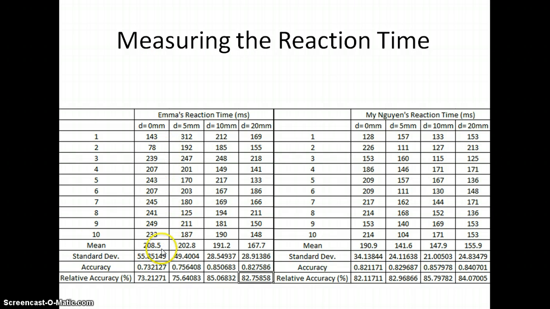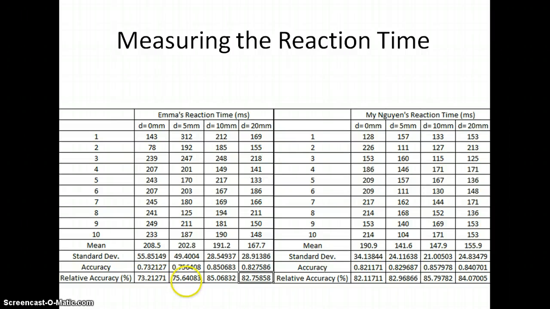and her average reaction time is 208.5 milliseconds. The standard deviation is 55.85. That's actually not very small, which means the data in this column vary a lot. It's not really consistent, and the relative accuracy of the first column is 73.2%.